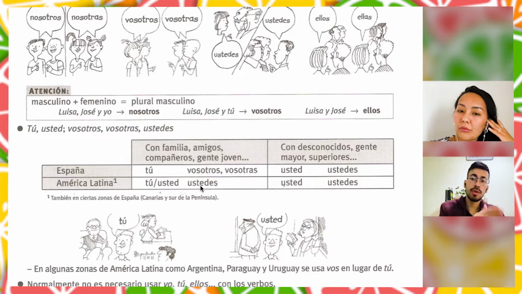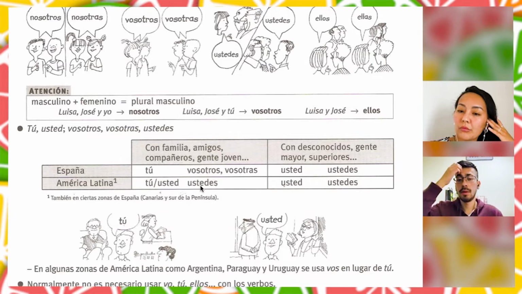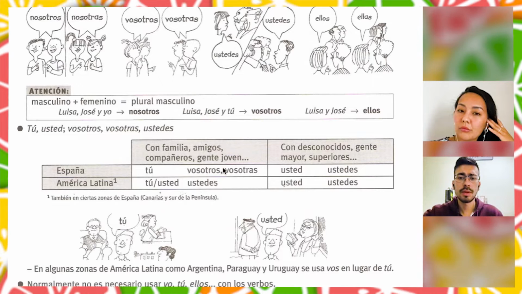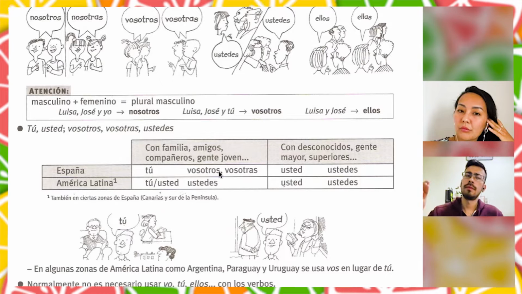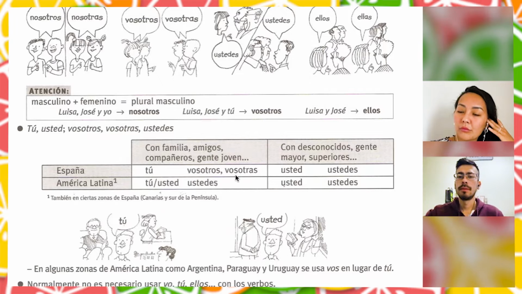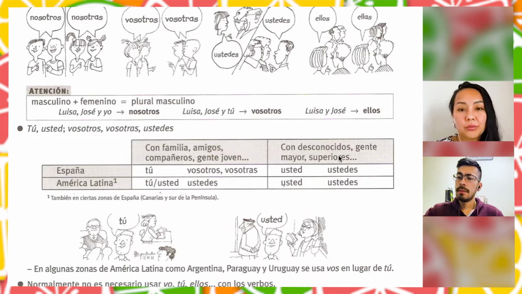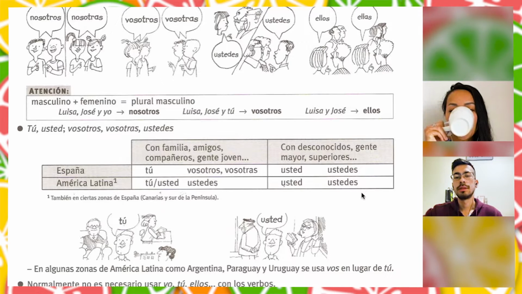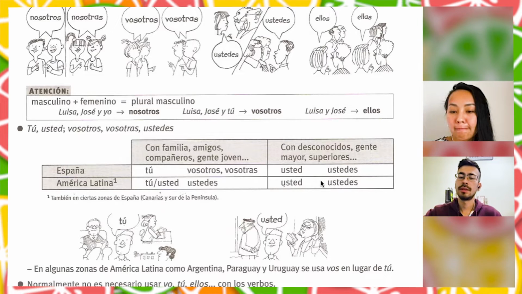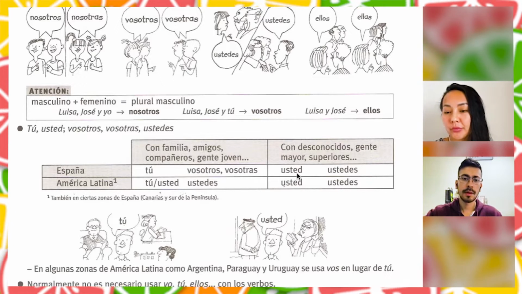So you see, we can use tú or usted in Colombia, but we don't use, as you can see, vosotros. Most of the countries in Latin America don't use it. And with people that we don't know, we also use usted and ustedes. So you see, I think it's very clear.